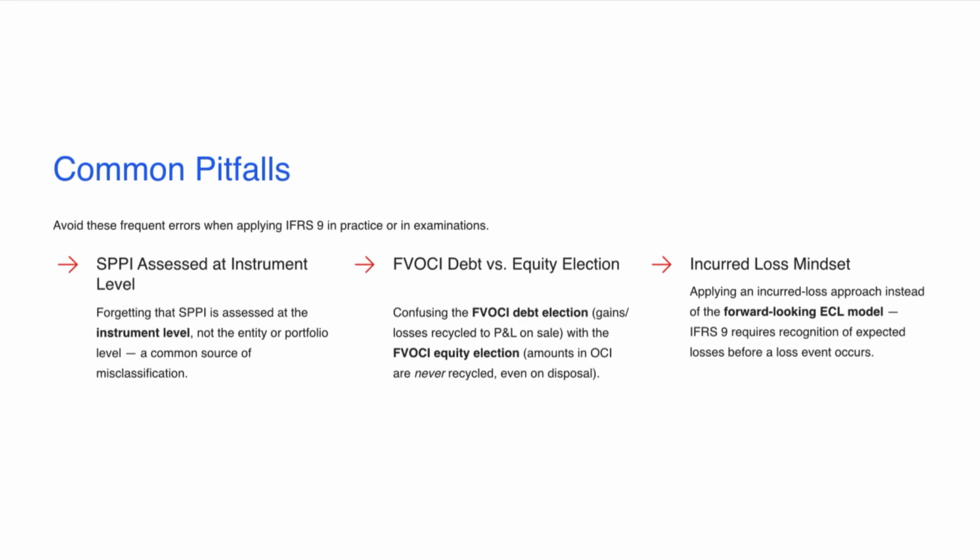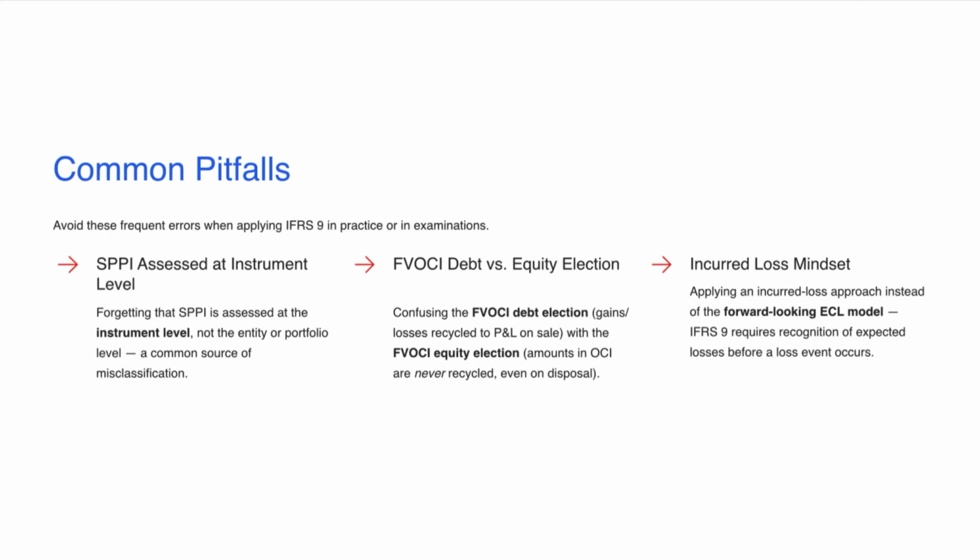Before we finish, let's look at 3 mistakes that can cost marks. Mistake number 1. Treating SPPI as a simple label test. SPPI is assessed at the instrument level. You need to look at the contractual cash flows and determine whether they represent solely payments of principal and interest.